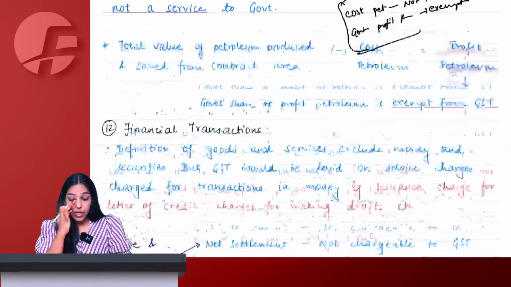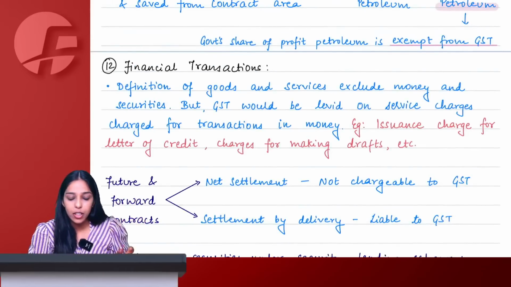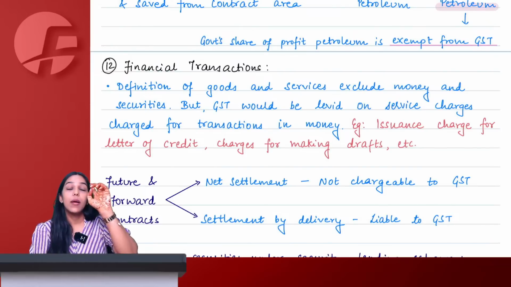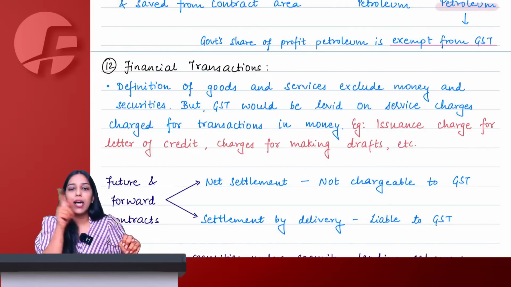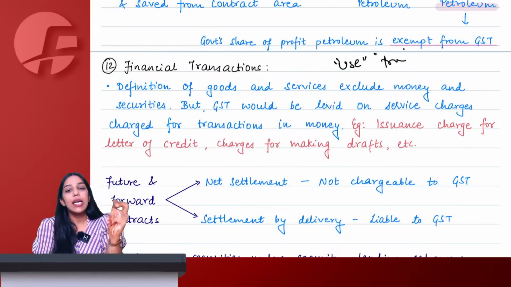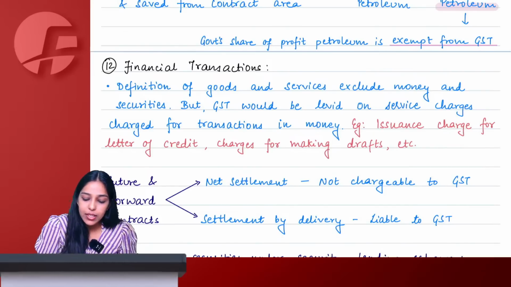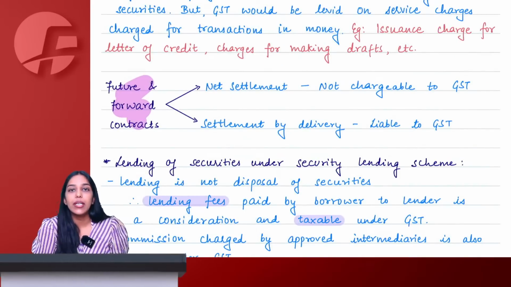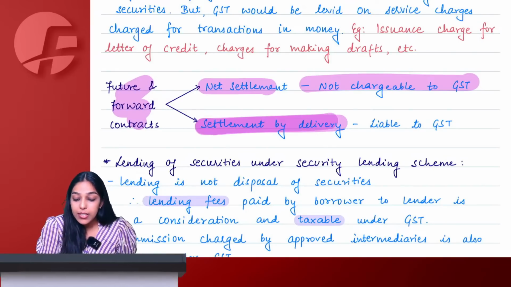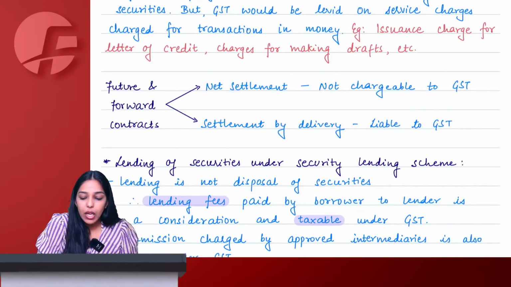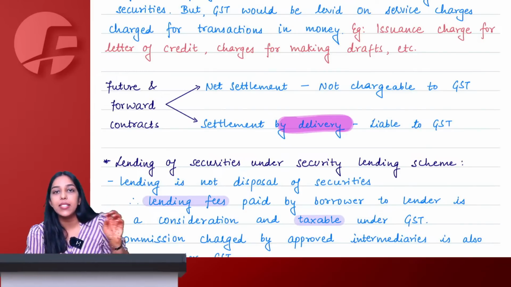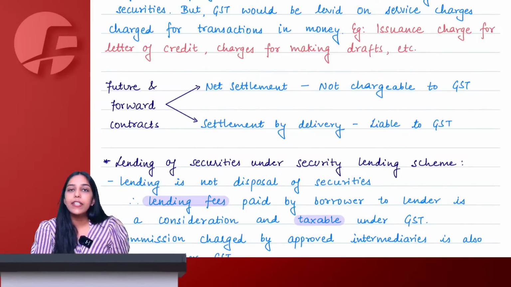Alright. Then financial transactions I have also explained to you along with important terms. Goods and services both exclude money and security, both of them are neither goods nor services, but the use or facilitating of transactions in money or security will be considered as services. Now in this case, if there are any futures or forwards contracts, then net settlement or cash settlement will still be considered as a service only, and security only. Whereas if you are taking physical delivery of the commodity on which the futures or forwards are based, then this will be liable to GST. We have already discussed this.